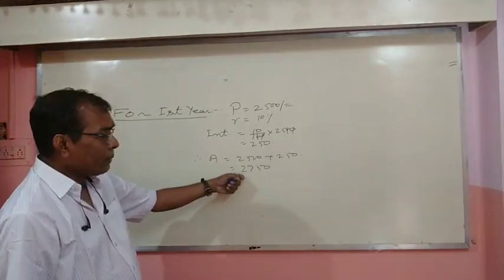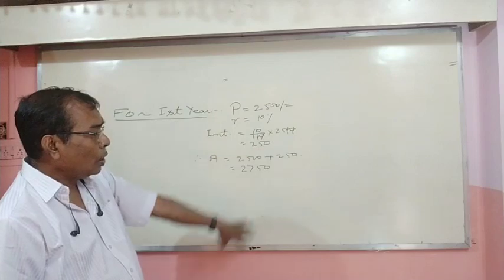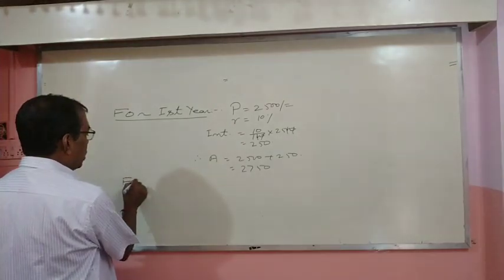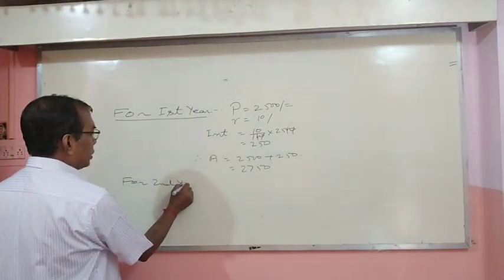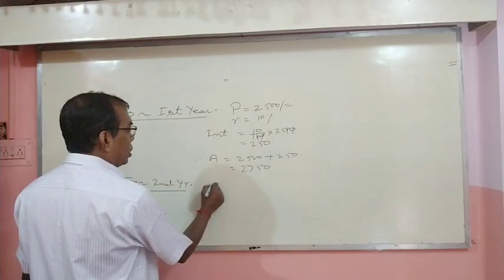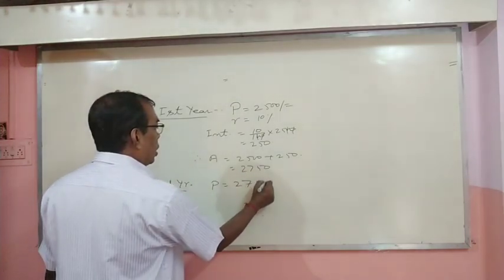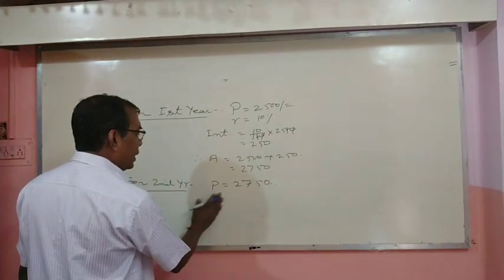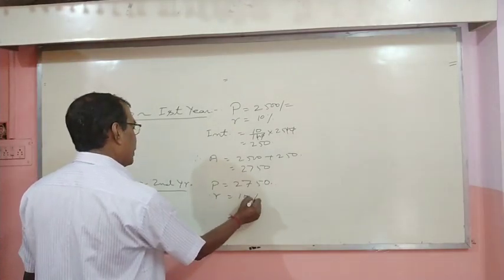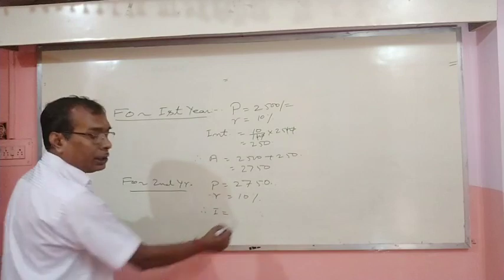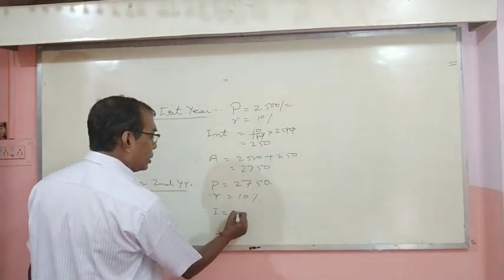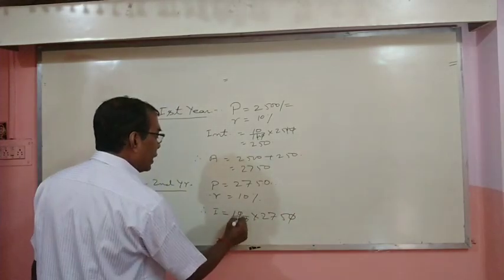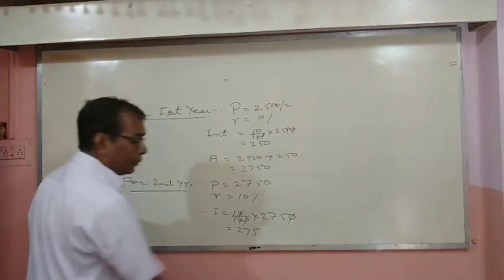Okay, and this amount, 2750, will go as the principal for the second year. The rate is the same, 10%. So the interest will be 10% of 2750, which is equal to 275 rupees.